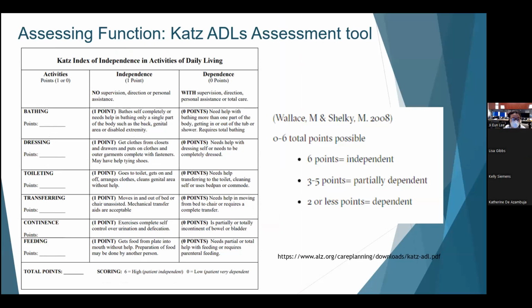I pull out this tool because it's a great visual for us to go through and say, okay, what are they doing independently? What are they not doing independently? What do they need help with? And when you're looking at the scoring, you're going, okay, they're actually not totally independent. It may be time to look at least bringing a caregiver in. If for anything, just at least to do some of the ADLs, maybe they've fallen when they've bathed.